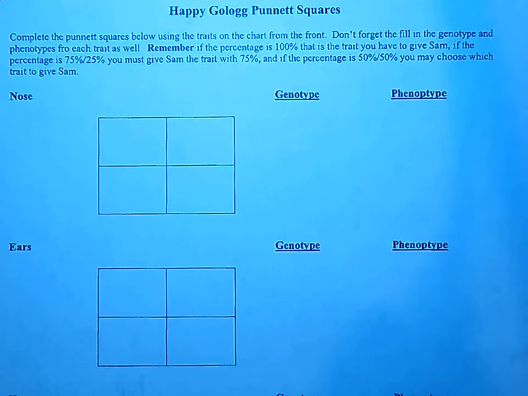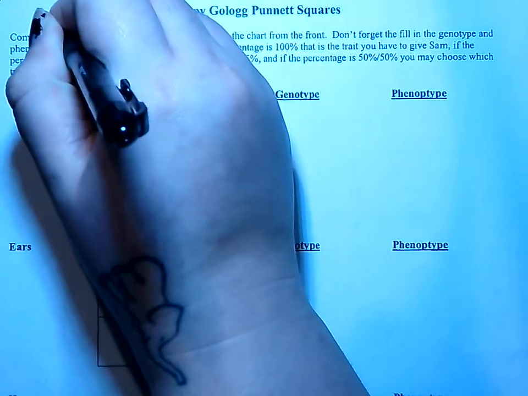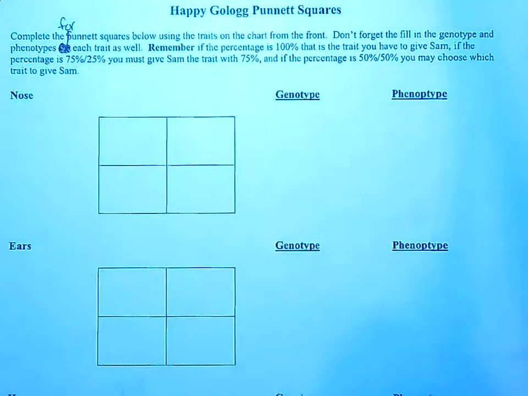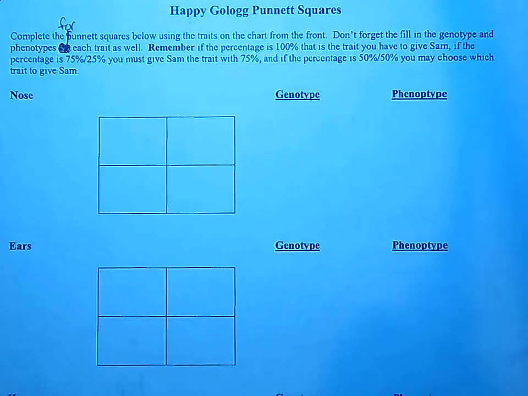So the directions say complete the Punnett squares below using the traits on the chart from the front. Don't forget to fill in the genotype and phenotypes for each trait as well. Remember, if the percentage is 100%, that is the trait you have to give Sam. If the percentage is 75 to 25, you still have to give Sam that trait. However, if the percentage is 50-50, you guys get to choose what type of trait Sam will get.